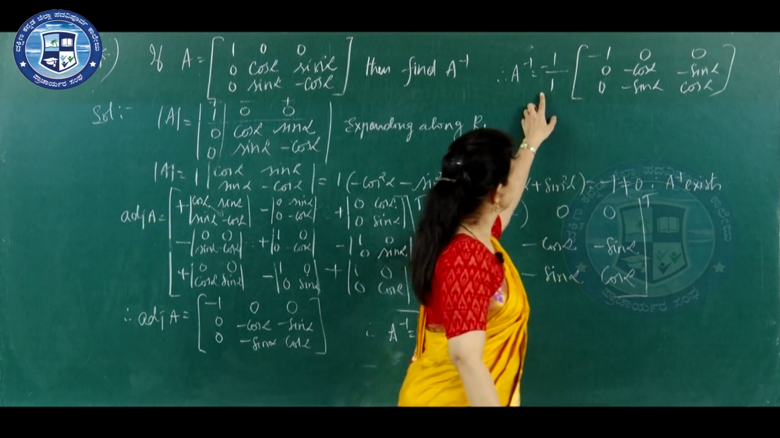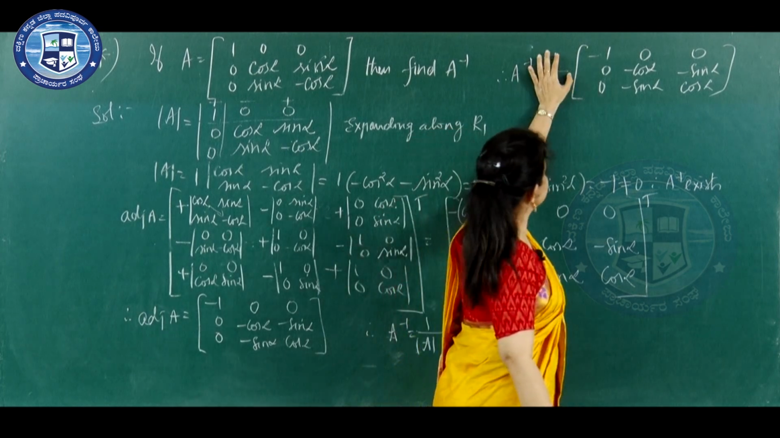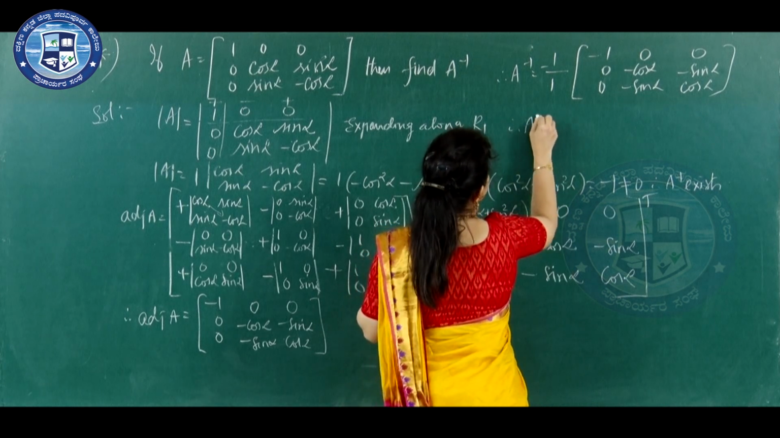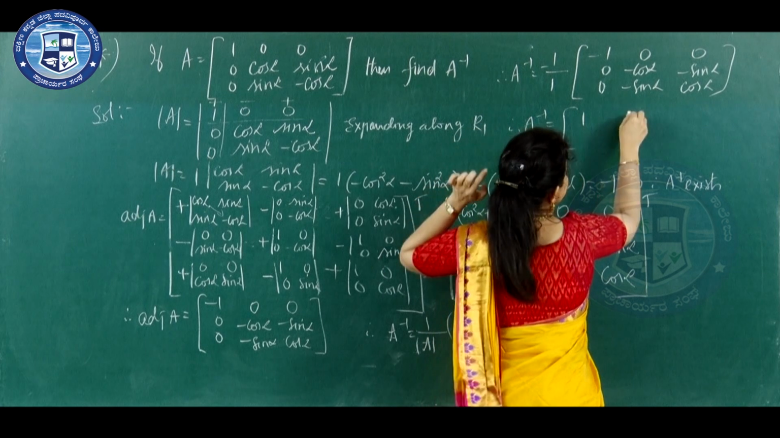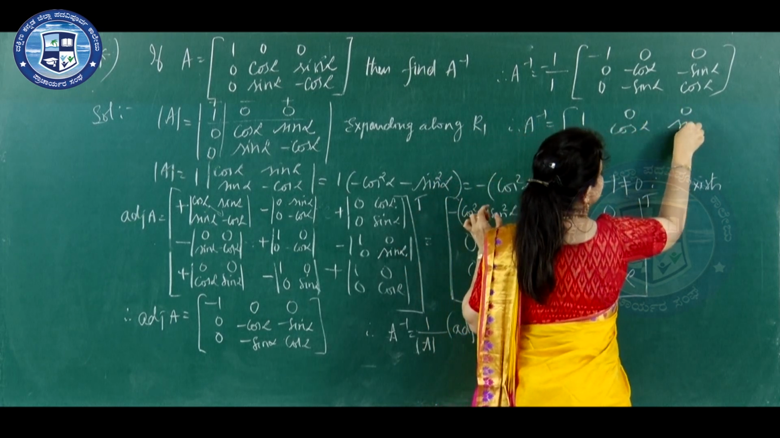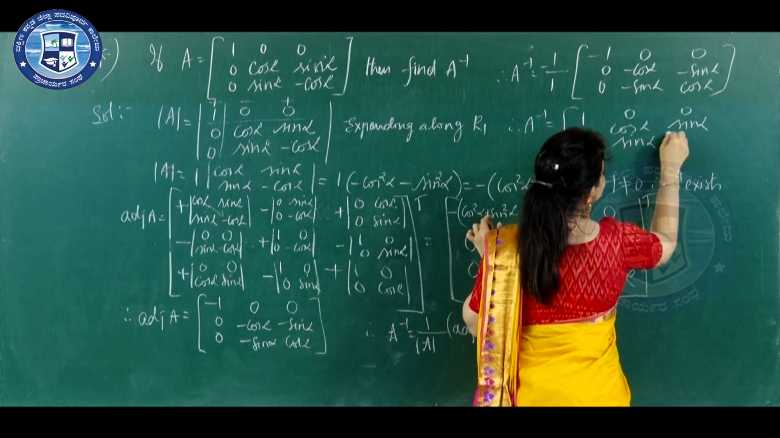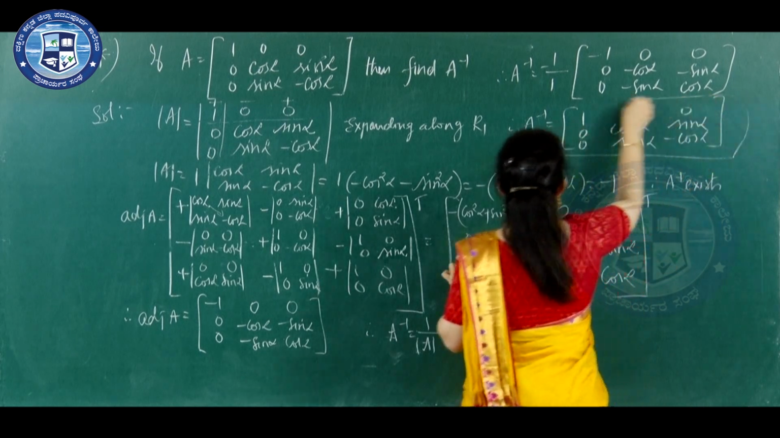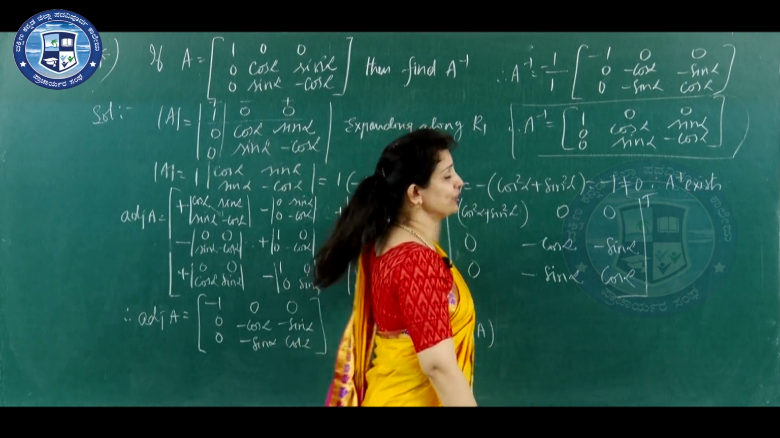Since there is a minus sign outside, we can multiply each element by minus 1. Therefore, A inverse is equal to, change the sign of each element, students: minus 1 changes to plus 1, 0, 0; 0, cos alpha, sin alpha; 0, sin alpha, minus cos alpha. This is A inverse. You can observe that A inverse and A are equal here.